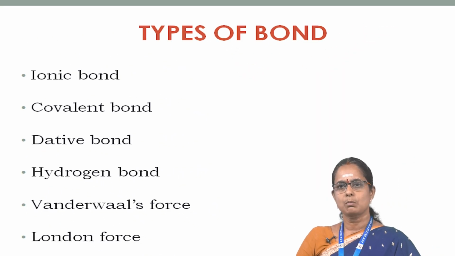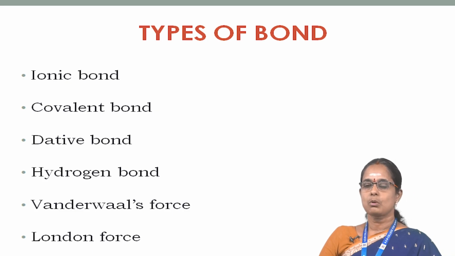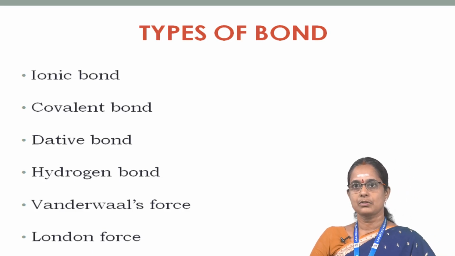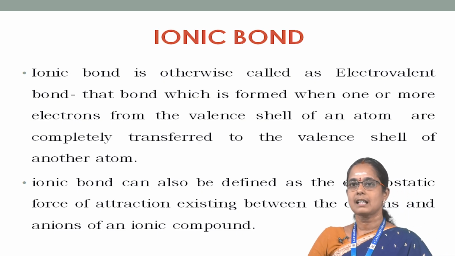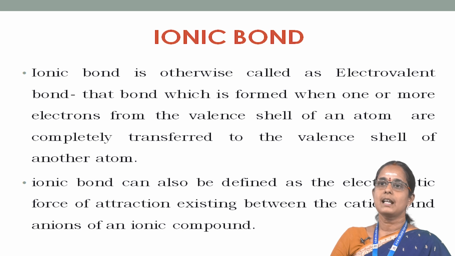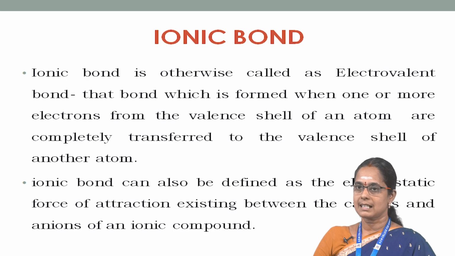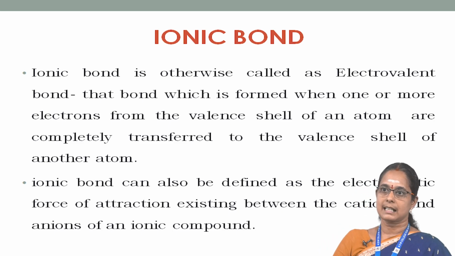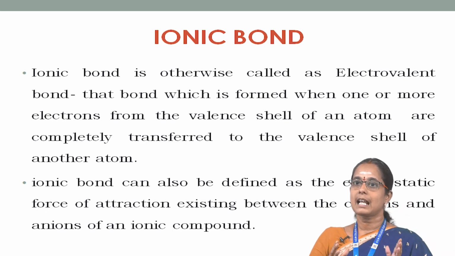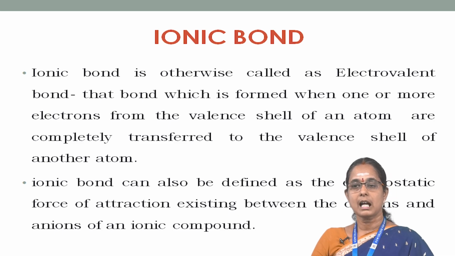What are the types of chemical bonding? Ionic bonding, covalent bond, dative bond, hydrogen bond, van der Waals forces and London forces. What is meant by ionic bond? Ionic bond is otherwise known as electrovalent bond. Electrovalent bond is that bond which is formed when one or more electrons from the valency shell of the atom are completely transferred to the valency shell of another atom. That is, from highly electropositive elements the electrons are transferred to the highly electronegative element. That is the ionic bond.